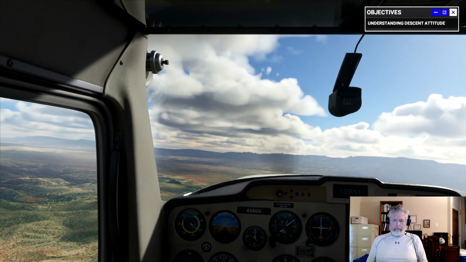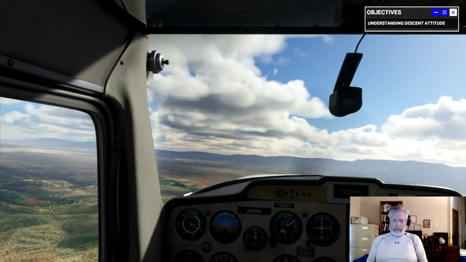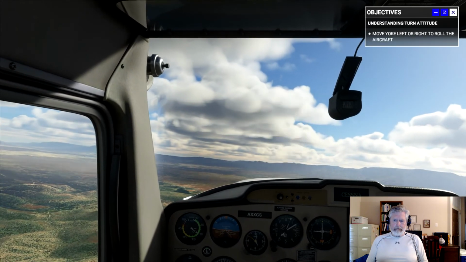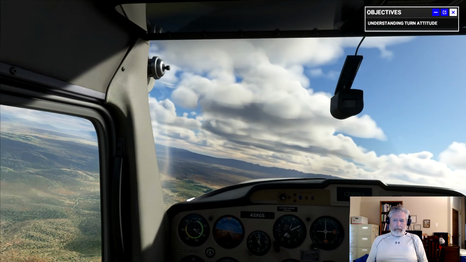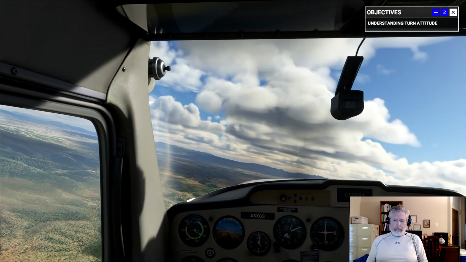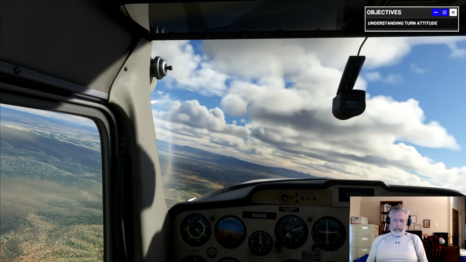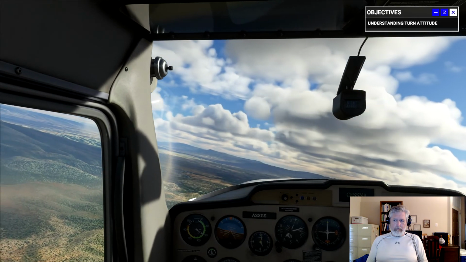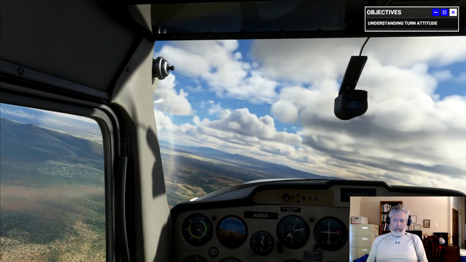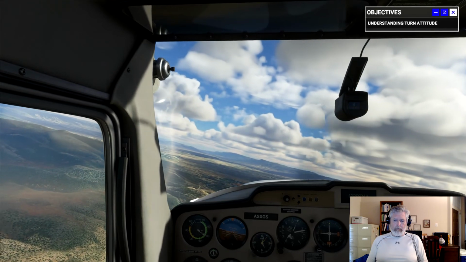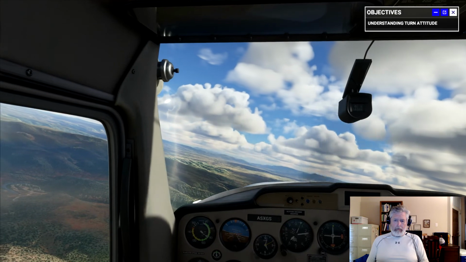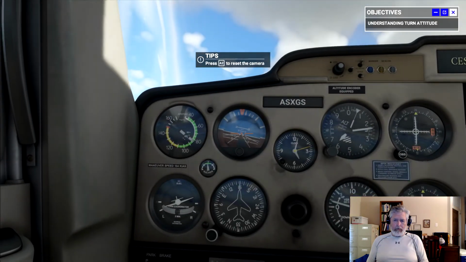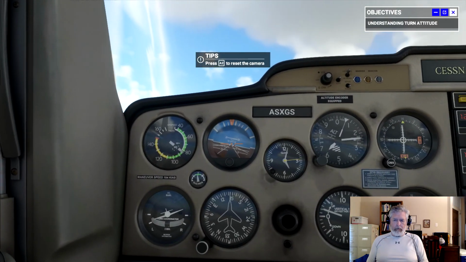Gently move the yoke left or right to start rolling the plane. A quick look outside will show how your attitude has changed. However, you can also check your instruments for the details. As a general rule, you should always aim to keep your turns under 30 degrees. On your attitude indicator, you'll find a series of notches along the top. Each notch represents 10 degrees.